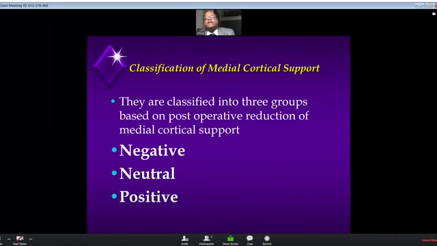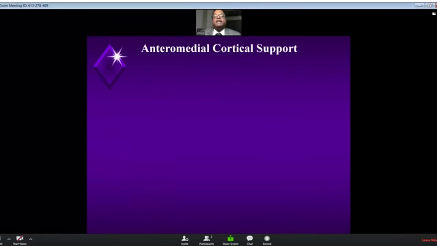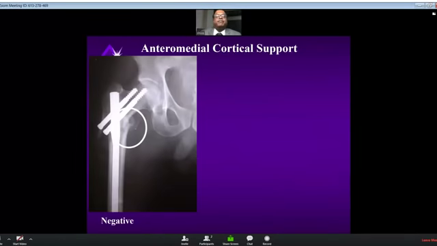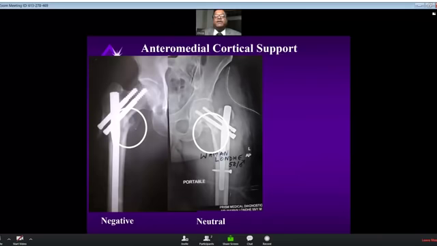This classification of medial support, which I have been talking about for so many years, has recently been published, and fractures are classified into 3 groups based on the post-operative reduction of the medial cortical support. It's either negative, neutral, or positive. I'll give an example of all of them. Here you can see a negative medial cortical support. That means the head and neck is in varus. This is a neutral cortical support. The Shenton's line is very well maintained. So this is what one tries to achieve, aims to achieve.